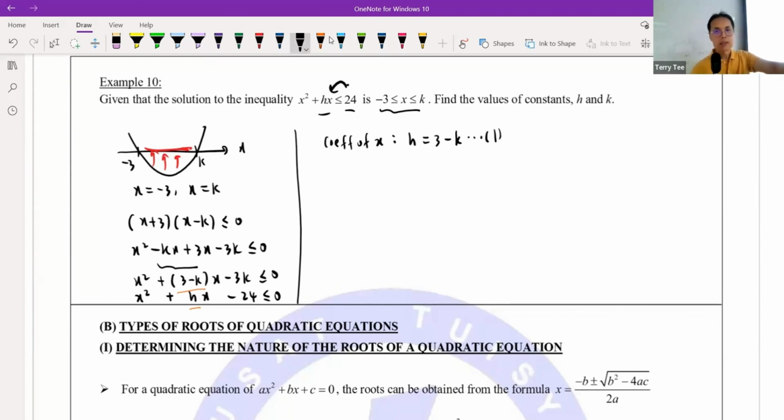Leave it. Now, how about the constant? The constant here is the one without x, which is minus 3k. You compare with minus 24. Minus 3k equals minus 24. Your k is 8. So we sub inside equation 1. Find your h. 3 minus 8.